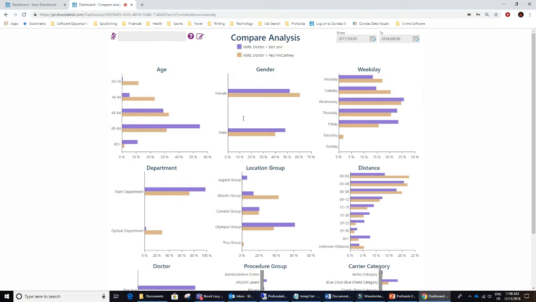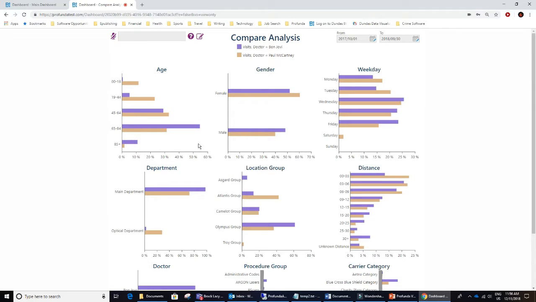As you can see, this dashboard compares Dr. Bon Jovi in purple to Dr. McCartney in beige across multiple dimensions. Now let's see where they differ. To start with, you can see that Bon Jovi's patients tend to be in the older age groups of 65 to 84 and 85 plus, whereas Dr. McCartney's patients are younger in the 0 to 18 and 19 to 44 groups.